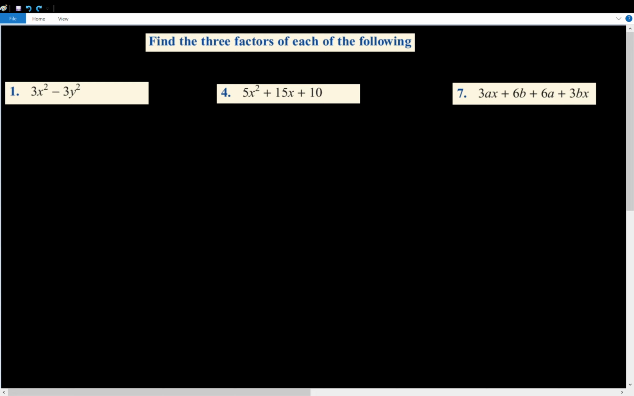This is questions 1, 4 and 7 in exercise 1.5 in Project Maths 2. We're to find the three factors of each of the following. So we'll look at question 1 to start with.